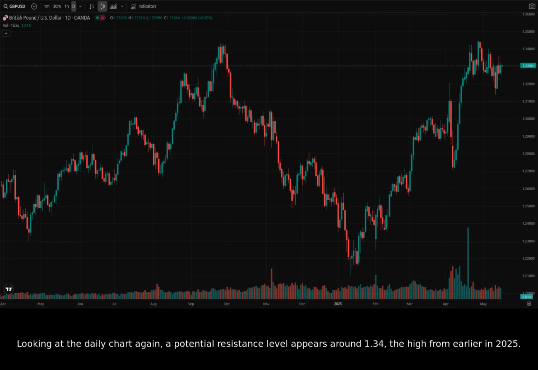Looking at the daily chart again, a potential resistance level appears around 1.34, the high from earlier in 2025. A break above this level could signal further bullish momentum in the longer term.